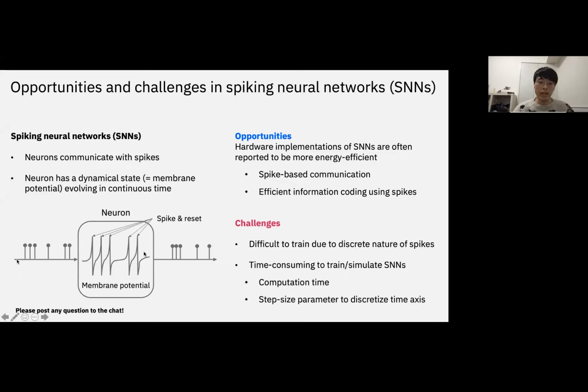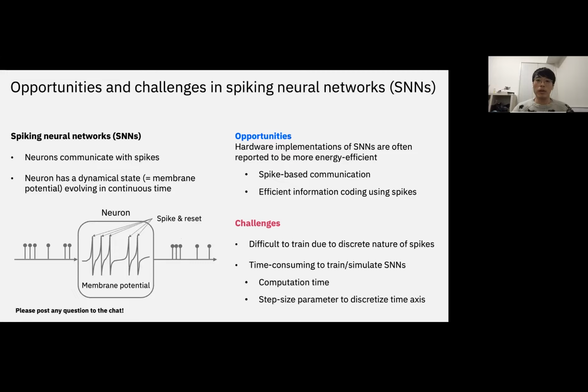Here is an illustration of a spiking neuron. We have a neuron here, an input signal represented as a spike train, and also an output signal here. Each neuron has a dynamical state called a membrane potential. This potential increases if it receives a number of incoming spikes. Once the membrane potential reaches some threshold, this neuron spikes, which means it generates a new spike. It outputs a new spike, and then the membrane potential decreases to the ground level. So this is a basic formulation of a spiking neuron.